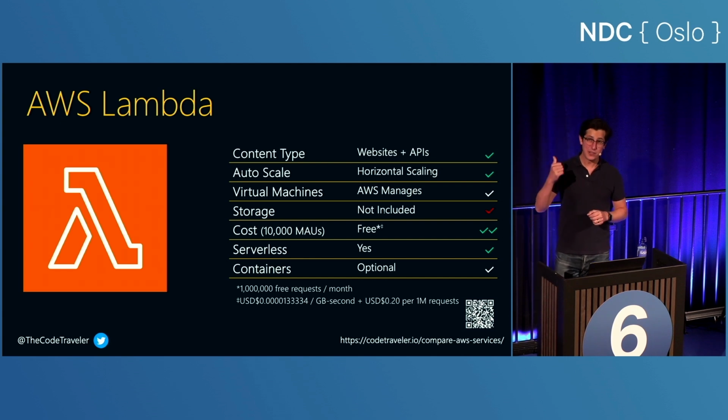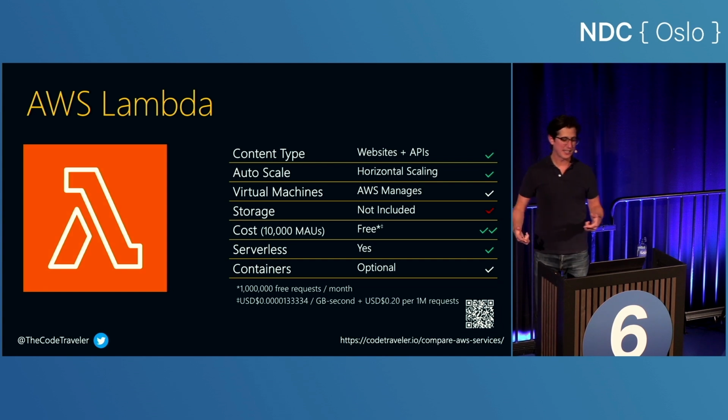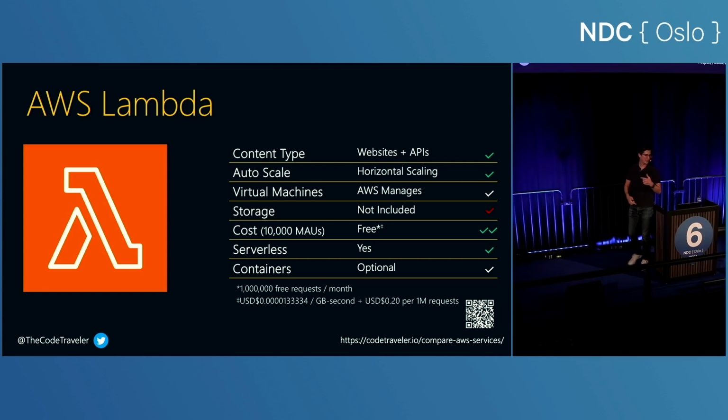But yes, if you go above the free tier, above 1 million free requests per month, then we get into even more fine print down here where it's now going to cost you a whopping $0.00013 per gigabyte second, and then an additional 20 cents per million requests, which is still really, really cheap.